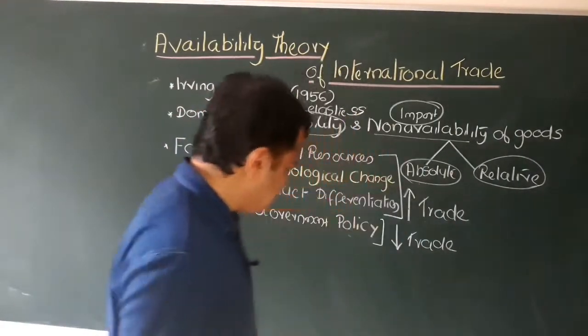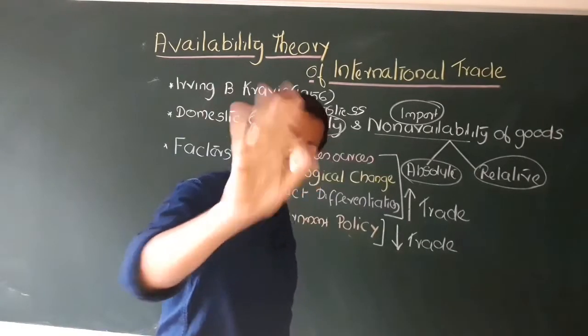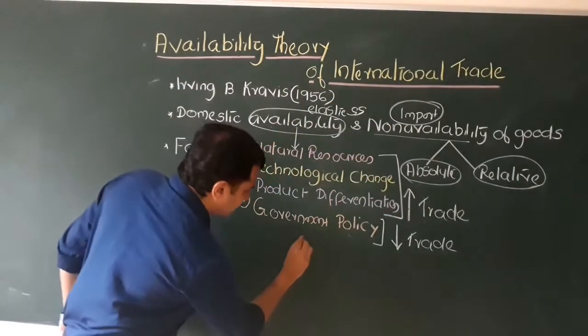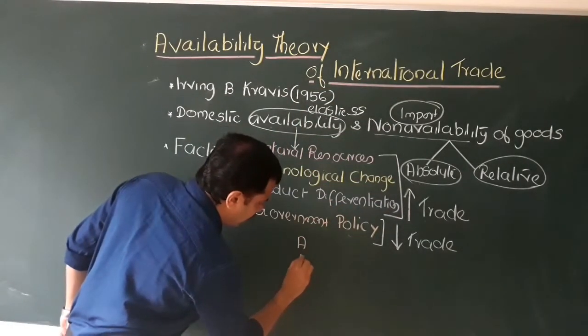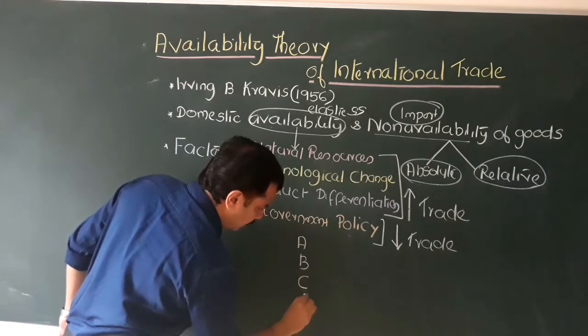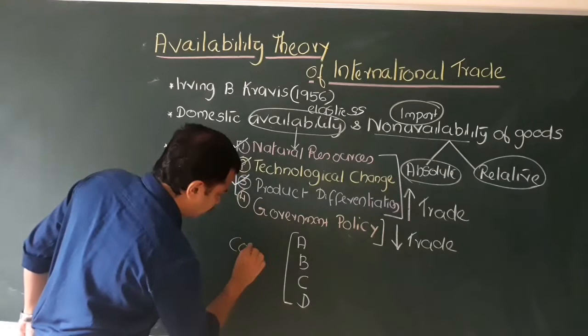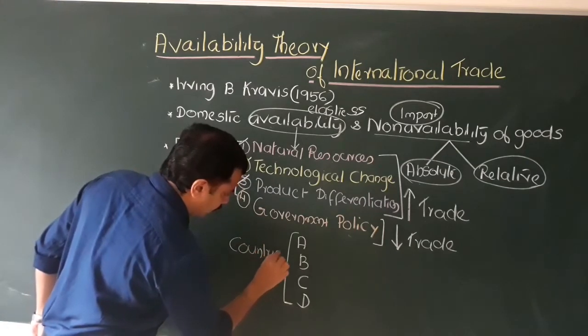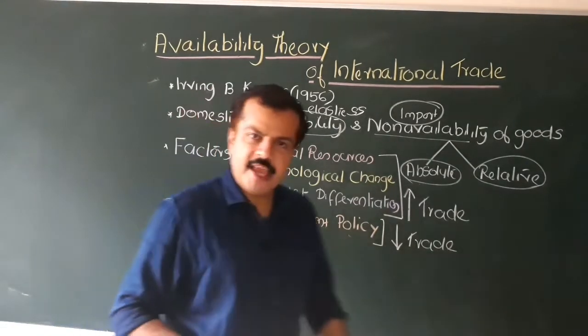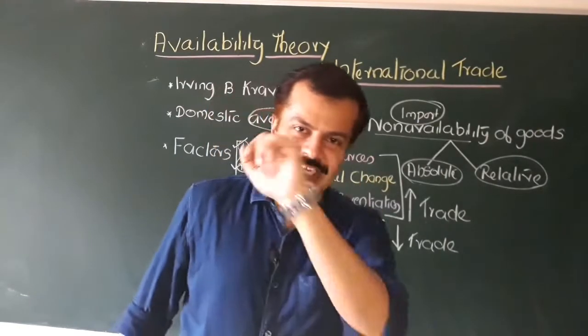Now, before winding up this session, let us examine the argument of Kravis using a very hypothetical example. Now, let us say that we have 4 countries. I will put the countries' names as country A, B, C, D. These are countries. We have 4 countries: country A, country B, country C and country D.